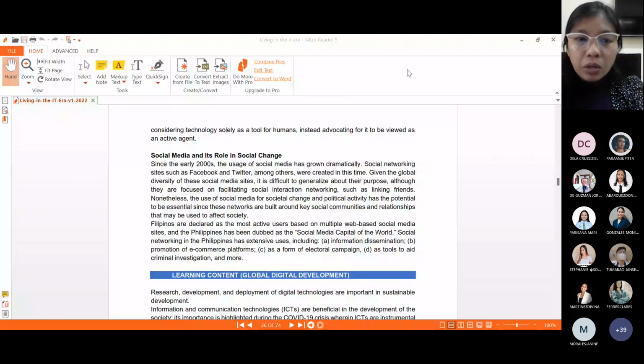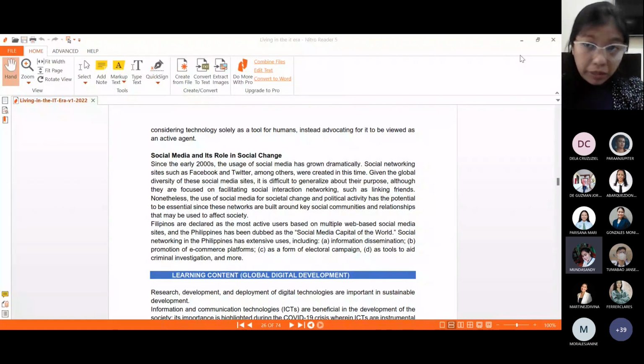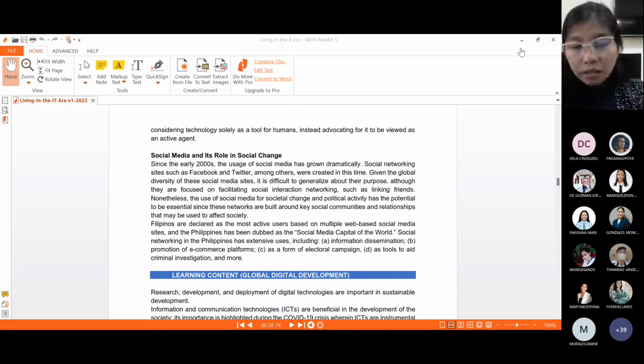Who else? Who else have idea? Yes, Sandy. Ma'am, example po yung sa mga taong scammers po. Okay, sa scamming, yung phishing, scamming, and all those na we learned nung face-to-face natin. Okay, let's continue muna. Dito, global digital development naman. Sulitin natin yung oras class ha.